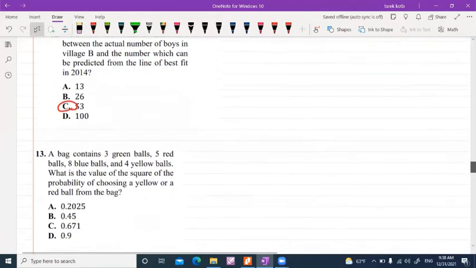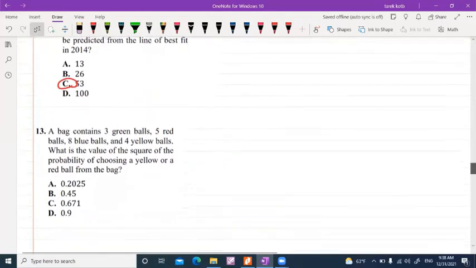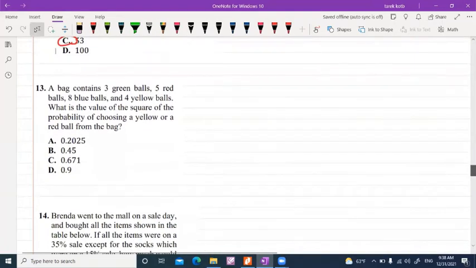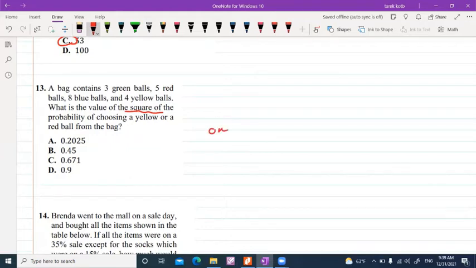A bag contains 3 green balls, 5 red, 8 blue balls, and 4 yellow. The total of this number is around 20. 3 plus 5 plus 8 plus 4 is 20. Okay. What's the value of the square of the probability of choosing a yellow or red? Or means plus. Yellow or red.